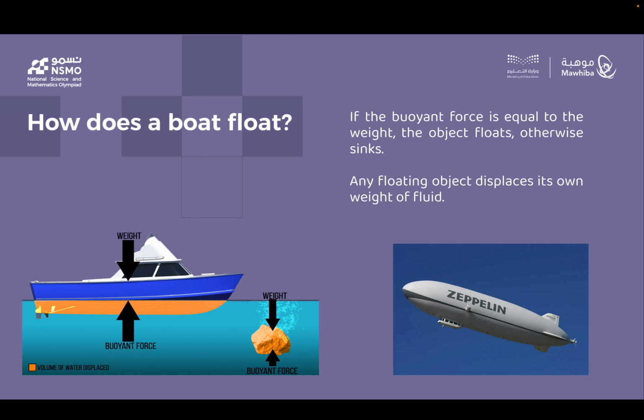This principle also helps us understand how boats can float. If the buoyant force is equal to the weight, the object floats, otherwise it sinks. In general, any floating object displaces its own weight of fluid. An interesting example of this is airships or dirigibles, which contain gases less dense than the surrounding air. This is the same principle as with balloons filled with helium, which can rise up in the air because the buoyant force is larger than their weight.